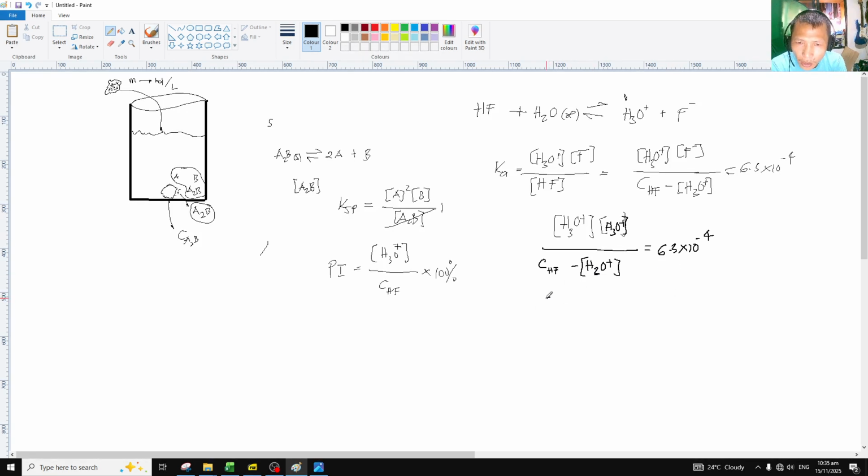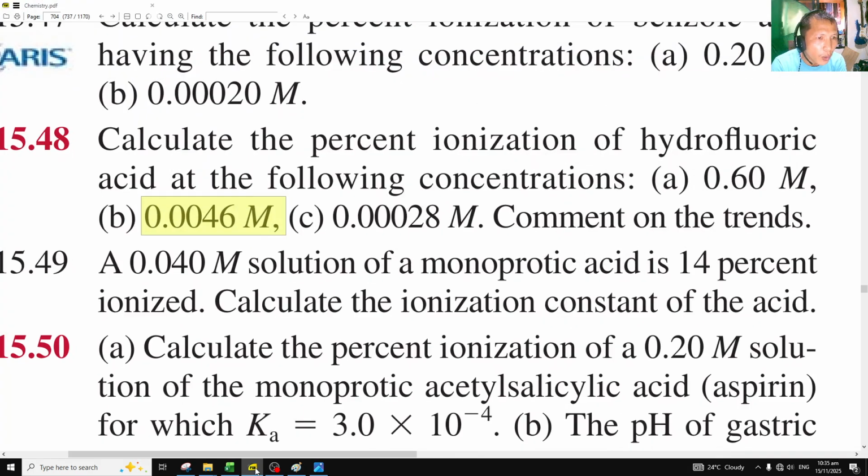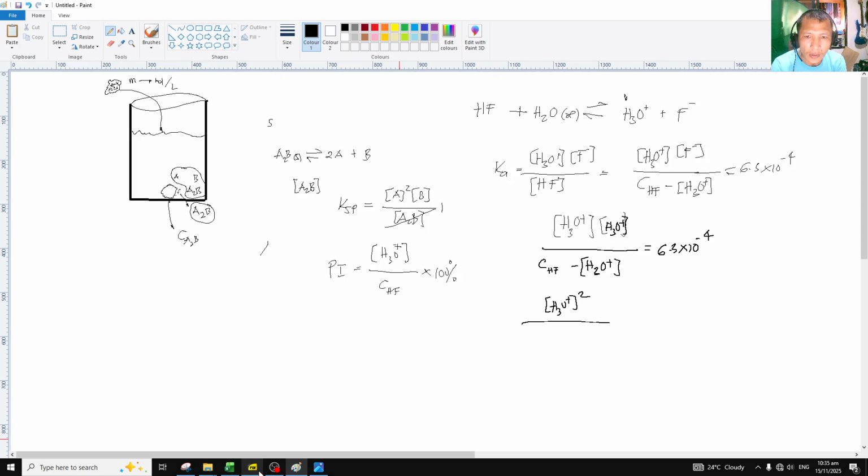So we can form a quadratic equation from this. Squared, and then you have the A condition, which is 0.6 molar. So 0.6 minus your H3O plus. So we only have one equation, one unknown, so on one unknown, the calculator can solve 6.3 times 10 to the negative 4.